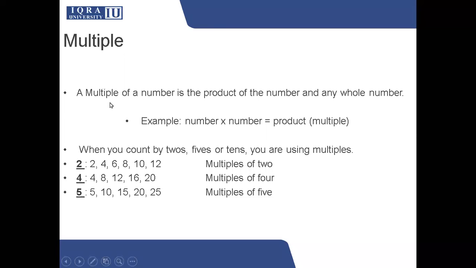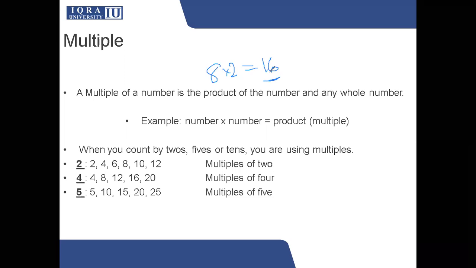So what is a multiple? A multiple of a number is the product of the number and any other whole number. For example, if you multiply a number with another number, you'll get a product, or a multiple. If I were to say 8 times 2, that is 16. Now this 16 is a multiple of the number 8, and 16 is also a multiple of the number 2.